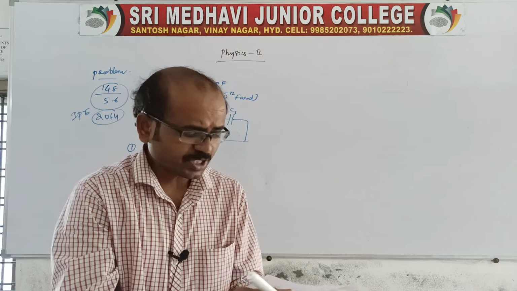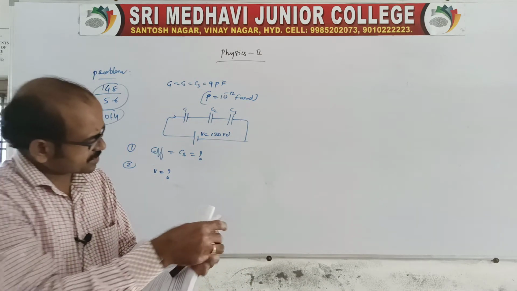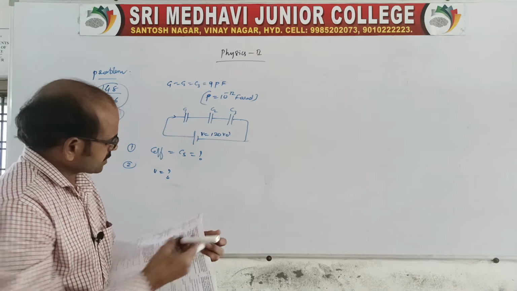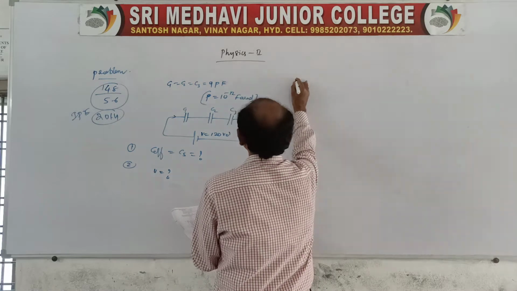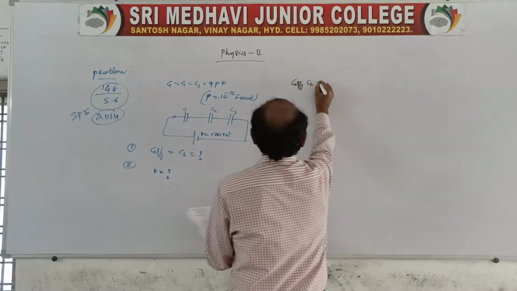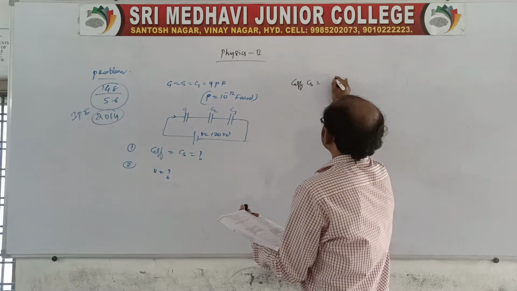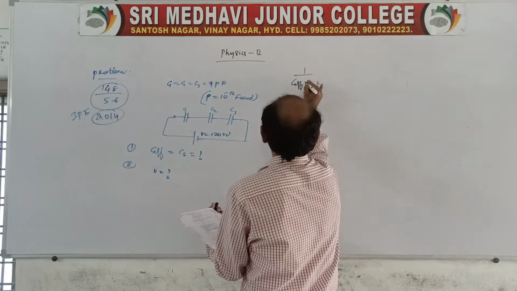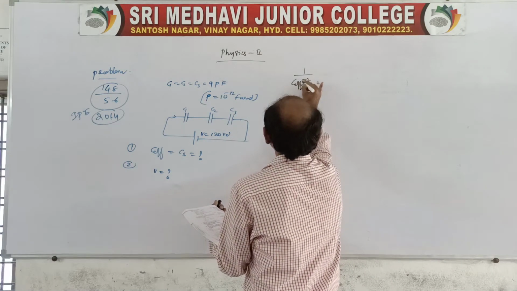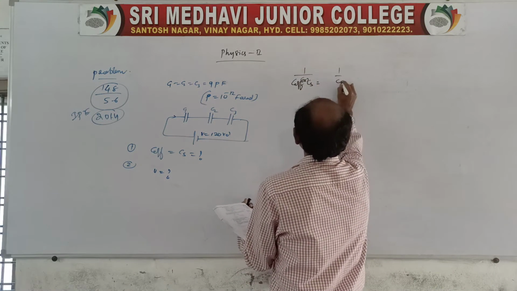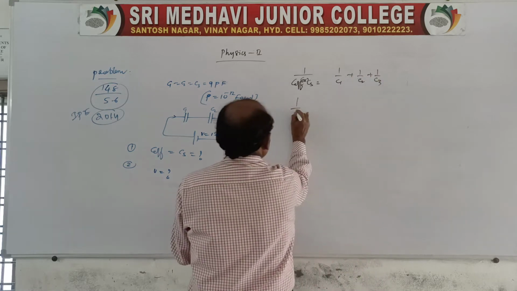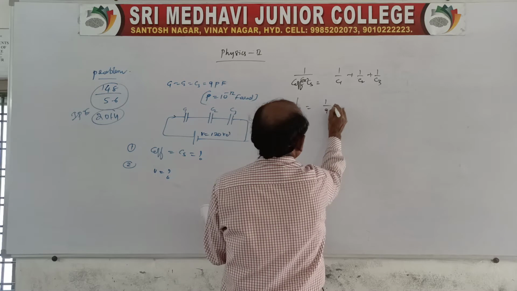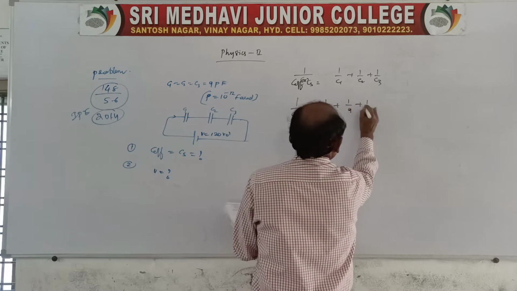So he is asking what the potential difference is. First of all we should get the effective capacitance, that is, in the series combination. Here in the series combination, 1 by CS is equal to 1 by C1 plus 1 by C2 plus 1 by C3.